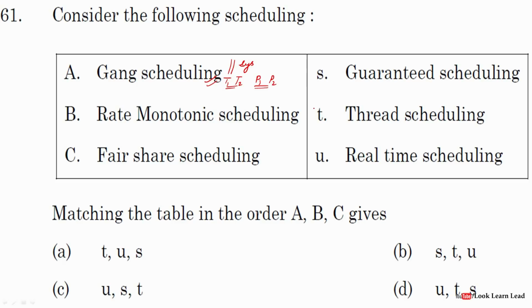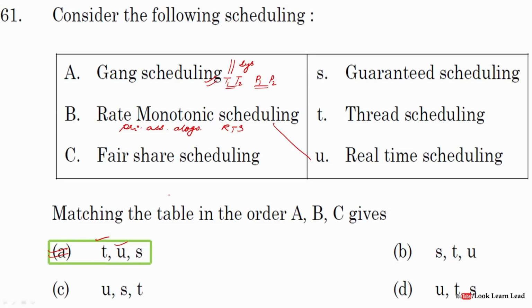So gang scheduling is related to thread scheduling. So A is related to T. There is only one option here, which is A, so our answer should be A only, but we will discuss the others also. Rate monotonic scheduling is a priority assignment algorithm, and it is used in real-time systems. So this is the answer, T and U.